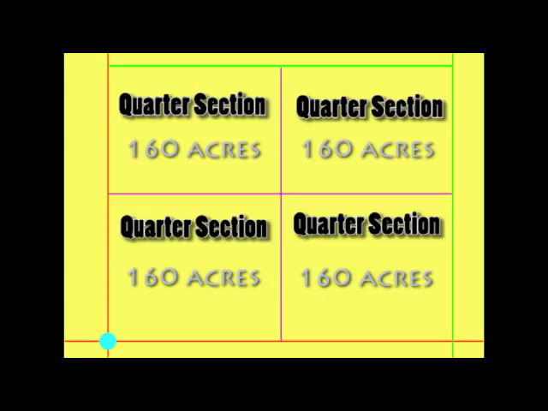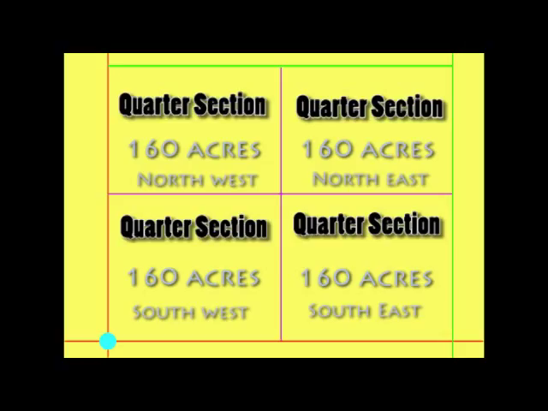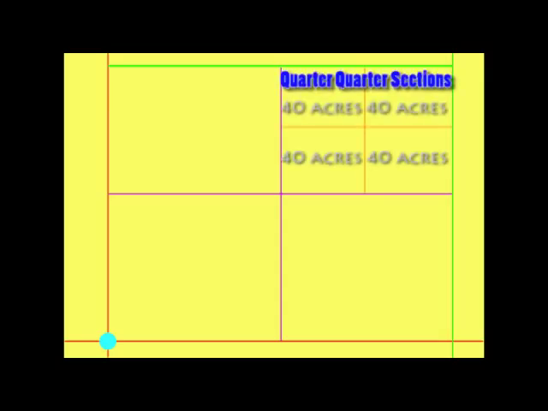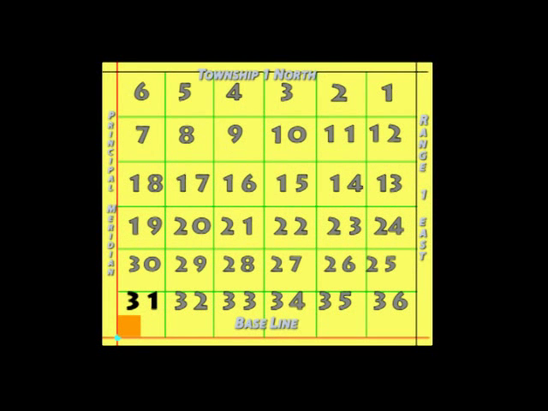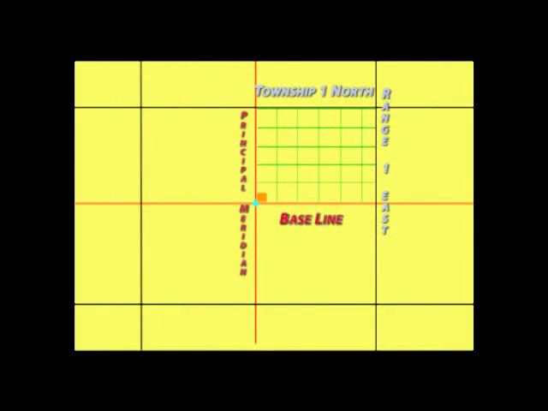A section of land can be divided into quarter sections or 160 acres of land. Each quarter section is identified by direction: northwest, northeast, southwest, and southeast. A quarter section can be further subdivided into quarter sections that are 40 acres. If a person wanted to claim this 160 acres under the Homestead Act, the legal land description would be southwest quarter of section 31, range 1 east, township 1 north.